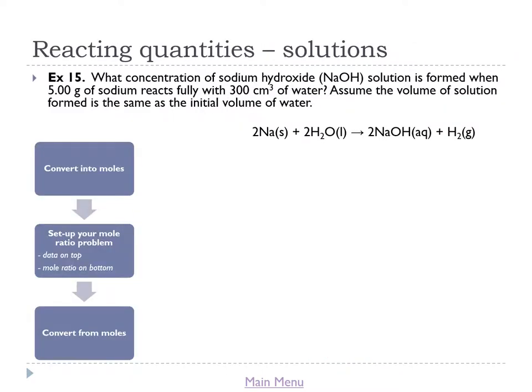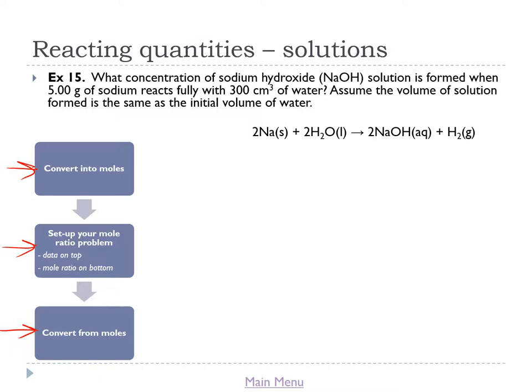Okay, so reacting quantities involving solutions is going to involve the same strategy that we've met on previous slides. So we're going to start off by converting something into moles. Then we're going to do our mole ratio problem. And then we're going to convert whatever answer we get from moles into whatever other quantity we need. So let's have a look at this example.